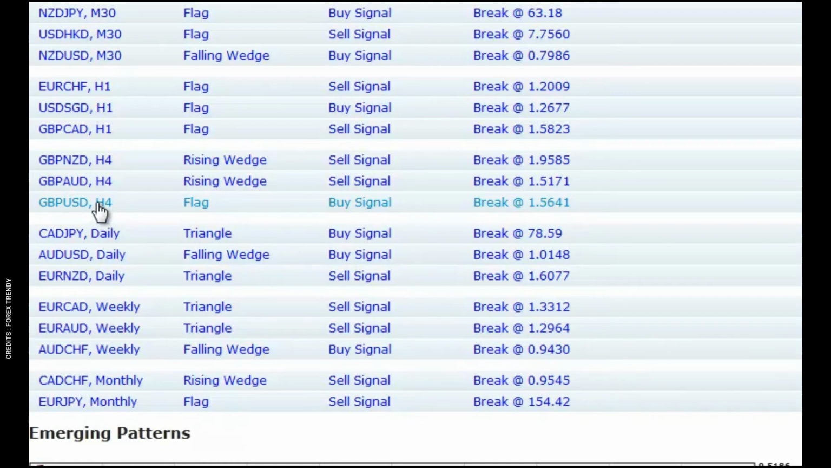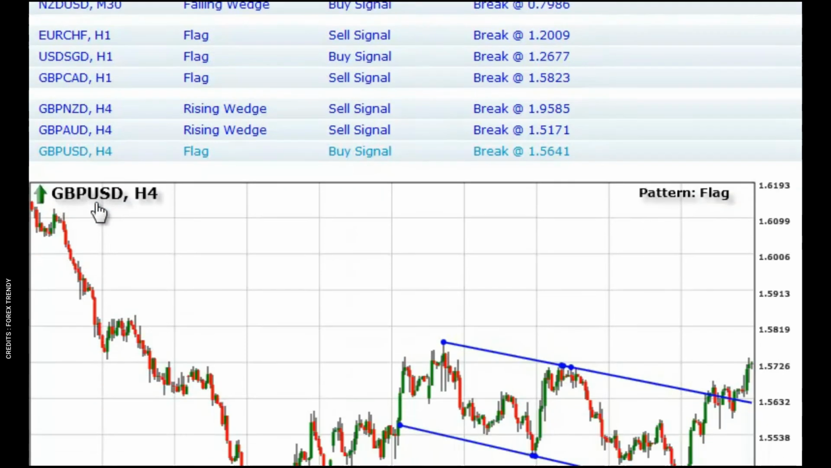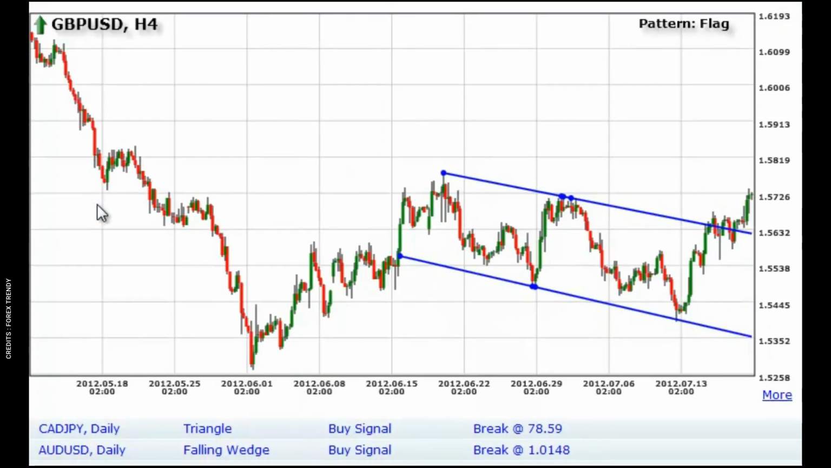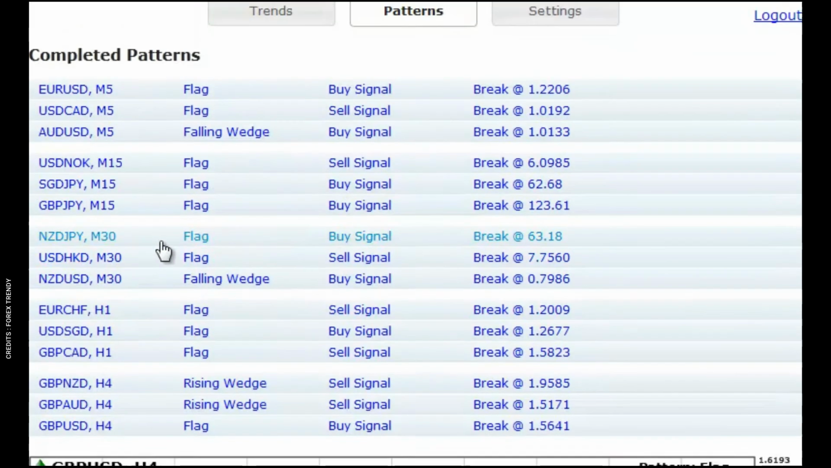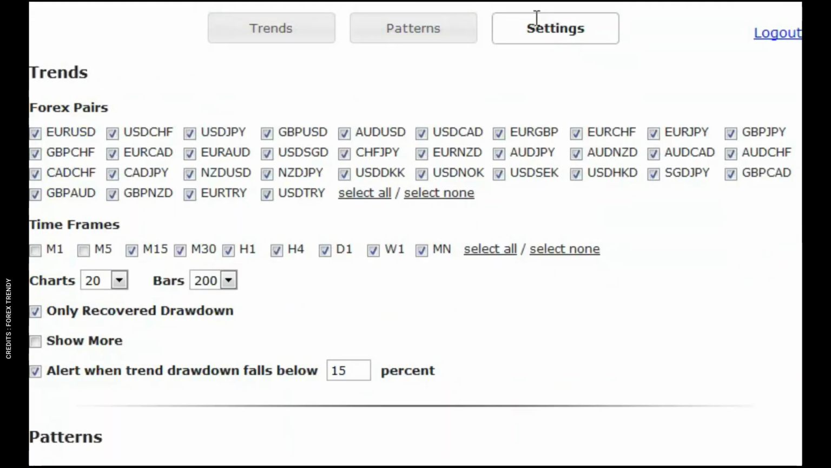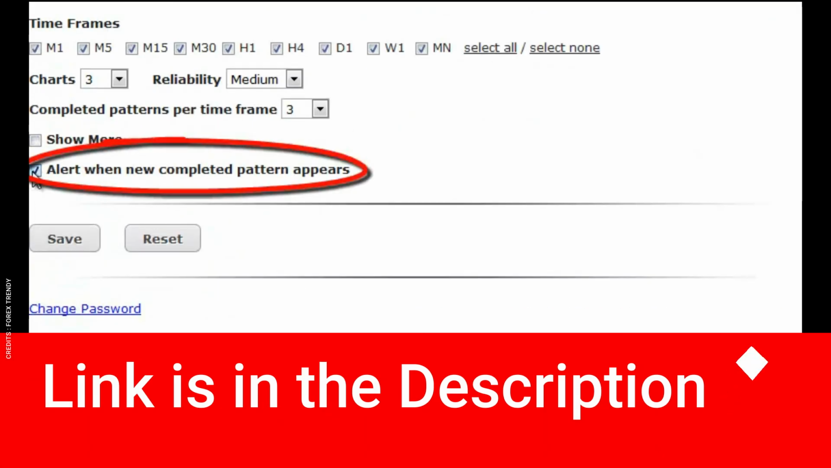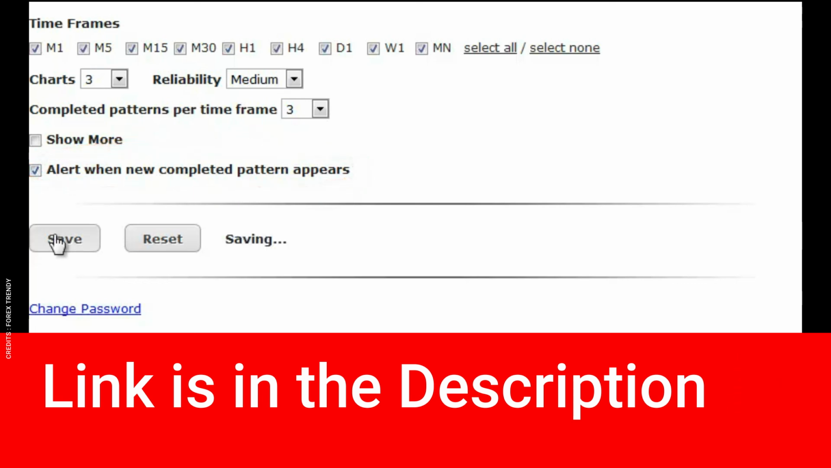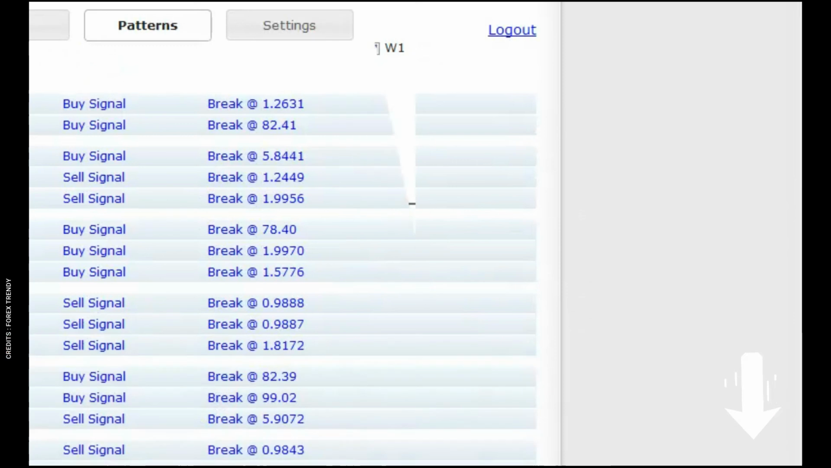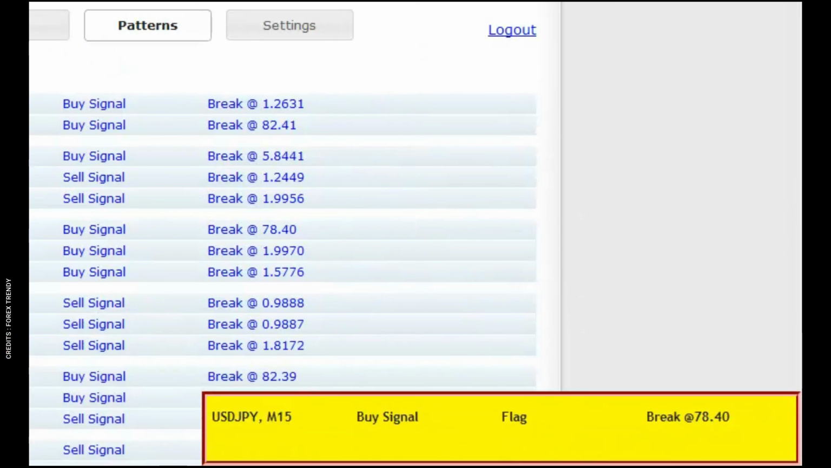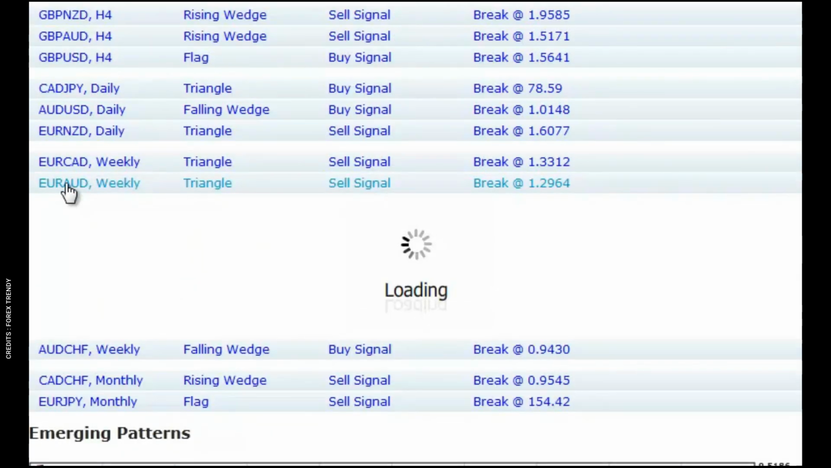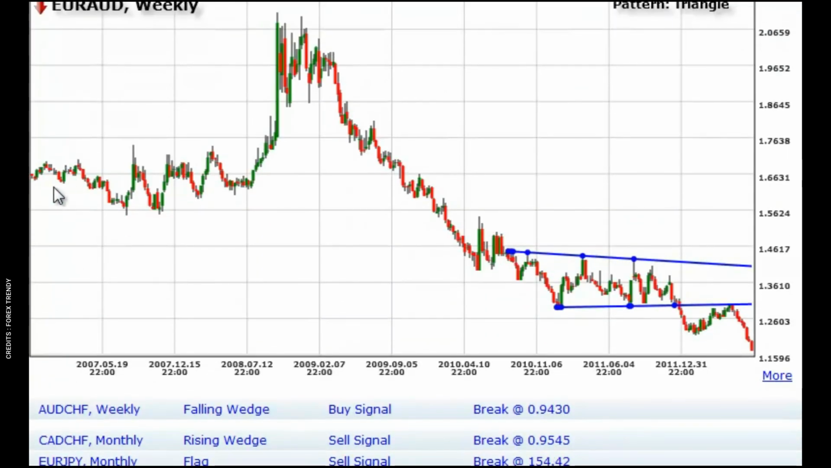For example, let's click on the link. And here we see the flag pattern. The price has broken through the trend line and it's likely to continue moving this way, often with some pullback. You can set up alerts in the settings. Check the box near Alert when new completed pattern appears and click Save. And when the new pattern is confirmed with a breakout, you will be notified by the audible alert. Another approach is to check the charts just once or twice a day. Look in the history of the higher time frames and you see that trend lines work incredibly well.